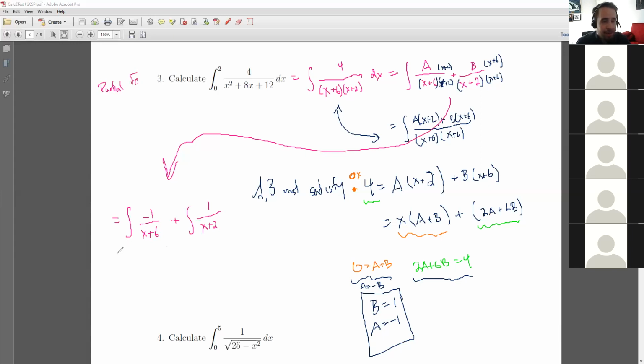Each of these would end up being a natural log expression, right? We could do a substitution: u equals x plus 6 in the first one, u equals x plus 2 in the second one. And so we end up with -ln of x plus 6 plus ln of x plus 2. So a great, fun partial fractions problem to kick things off. Well, to kick off problem 3, I guess.